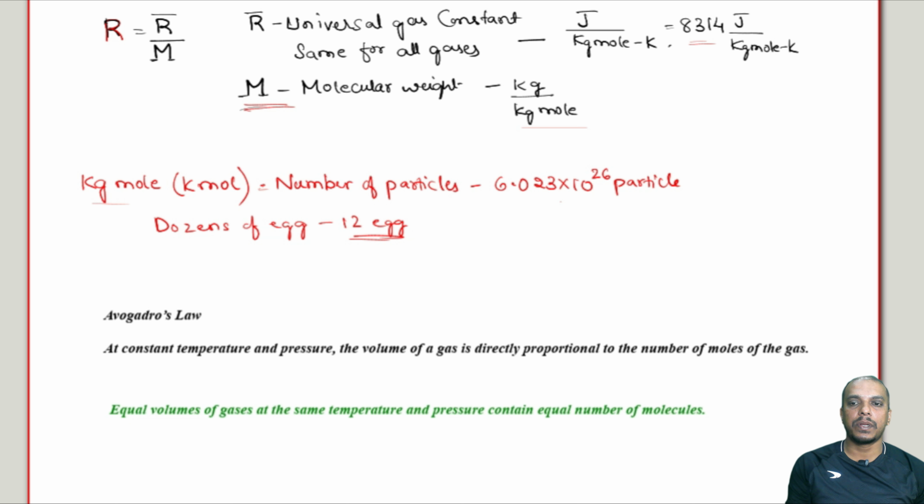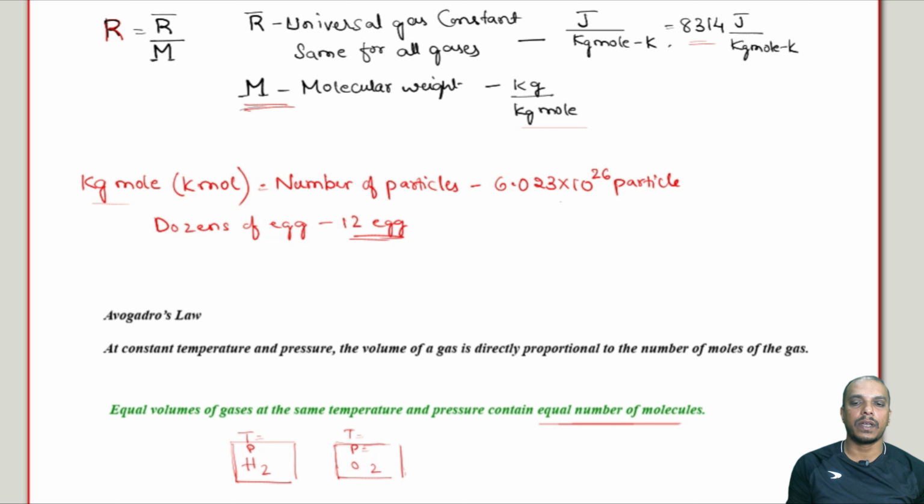So, at constant temperature and pressure, the volume of gas is directly proportional to the number of moles of gas. Or we can say, if you have equal volumes of gas, let us say this could be hydrogen, this could be oxygen. So I have taken the same equal volume of gas. If this temperature and pressure are equal to the temperature and pressure of oxygen, it will have an equal number of molecules. This is true for all gases.